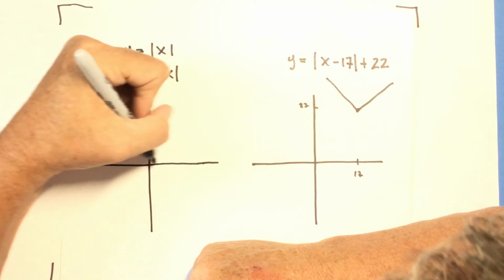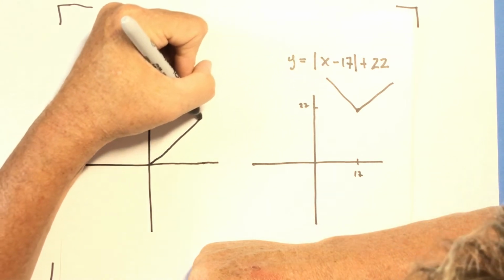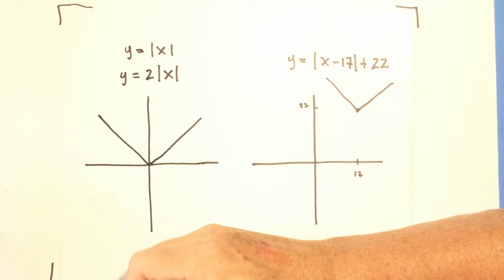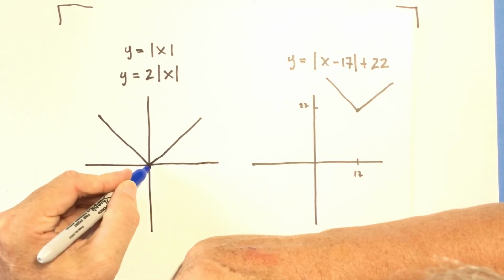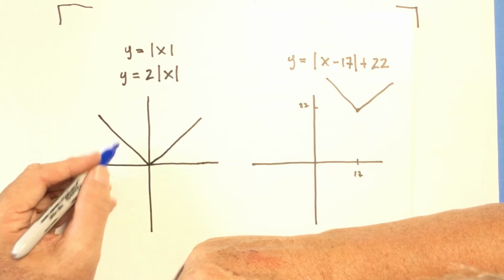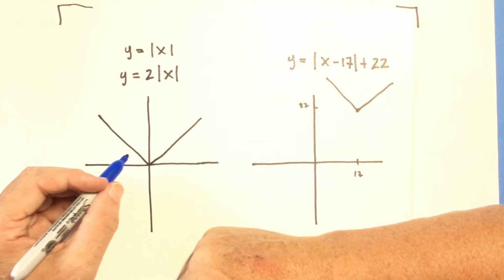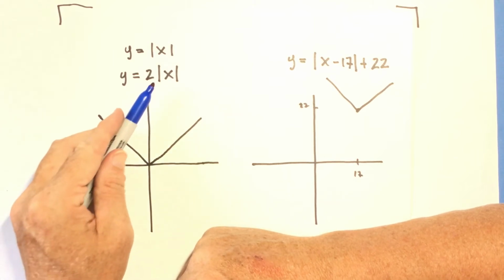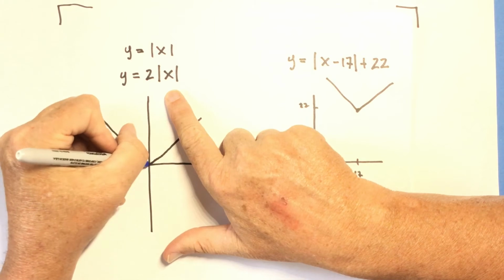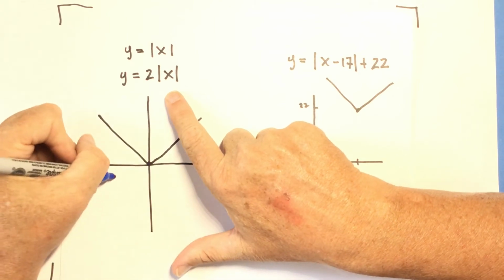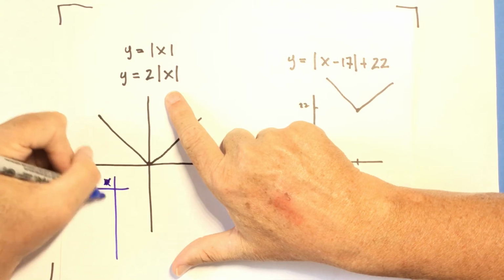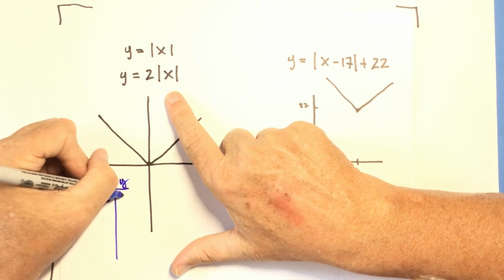Once again, I'm going to draw my absolute value here. And there we go. And you can recall what these numbers are. That's 0, 0. That's 1, 1. That's minus 1, 1, 2, 2, minus 2, 2. Okay. So now let's see what happens with my new graph because of that multiplication. So 0, 0. When x is 0, y is 0.